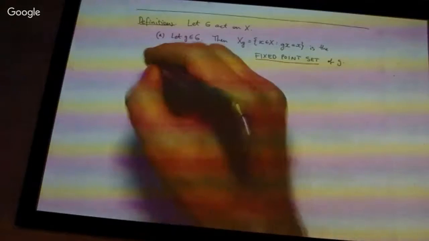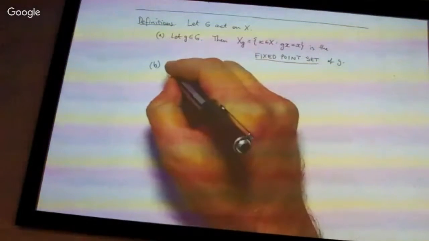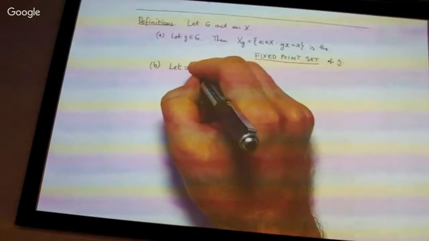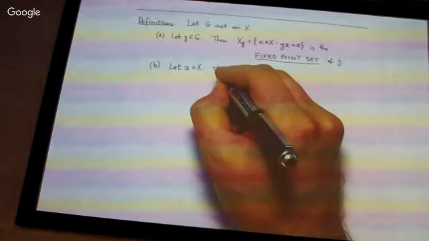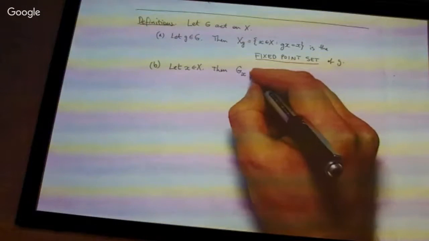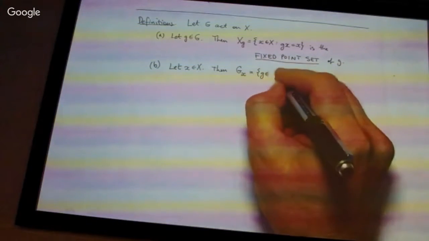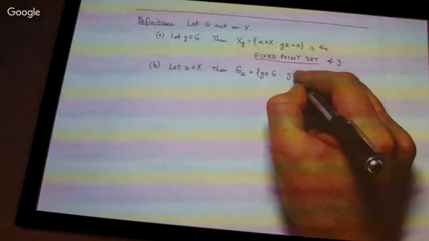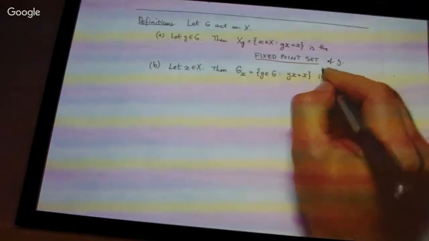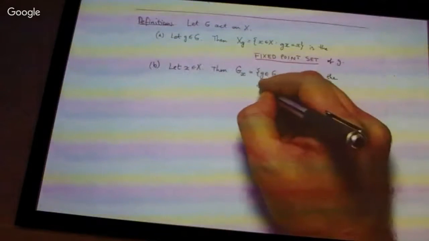And the second definition is confusingly similar. G sub little x is all the elements of G that fix x. This is called the stabilizer.